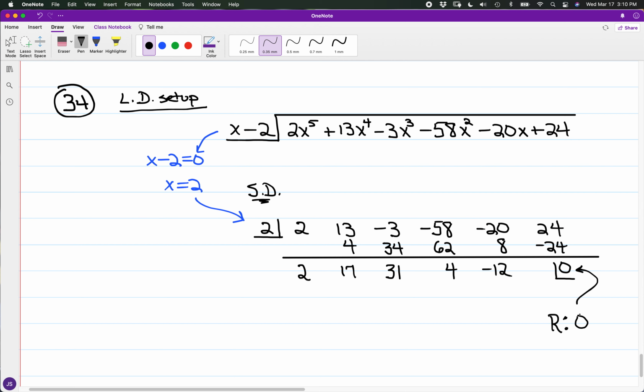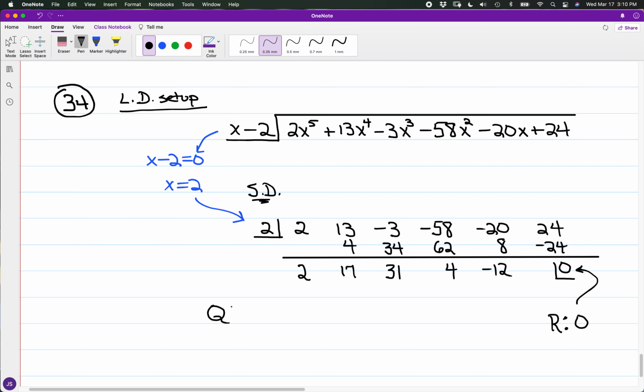And again, if I were to perform long division on this one, performing row by row, subtracting, quite a bit of space would be taken up. Where you can use synthetic division, you're not using up all that much space. And so the remainder is 0.